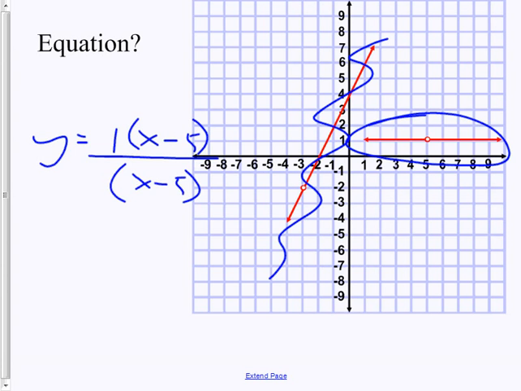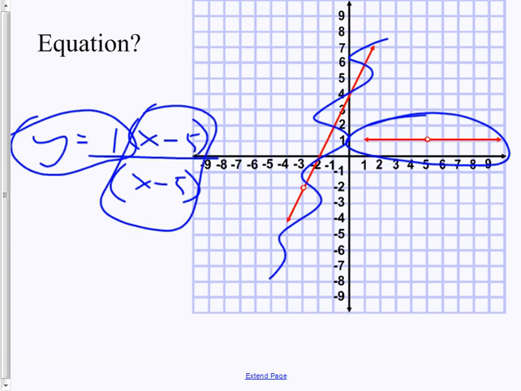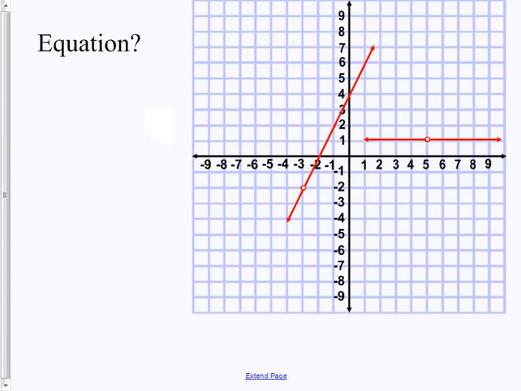X minus 5 and x minus 5. See? There's the answer for that equation. How do you write the equation for that line? You start by saying what it is, and then you say what the hole would be, and throw it on there. All right, now I'm going to go to the other one.